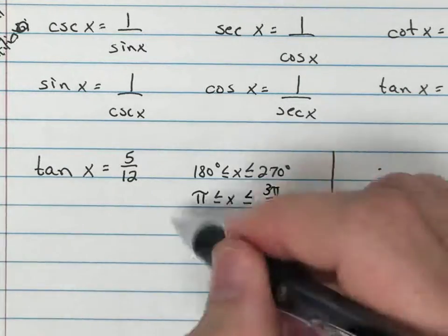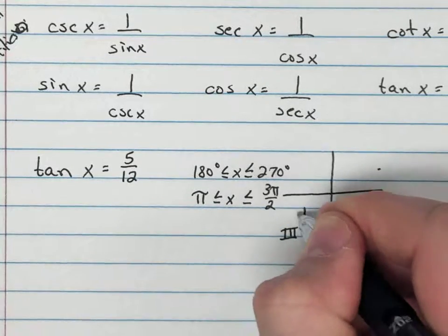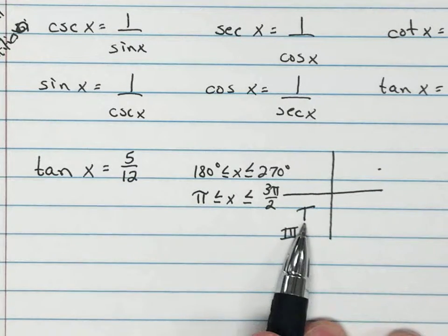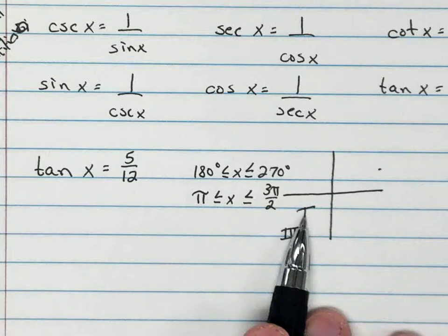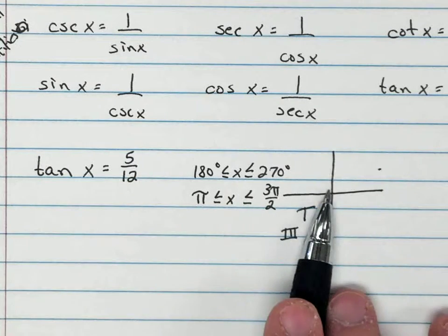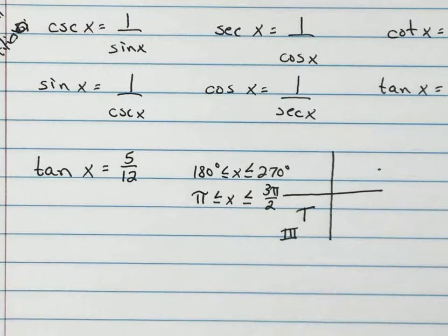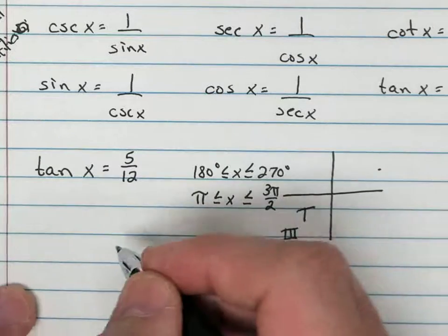So if they tell you this, that means that you're in quadrant 3, where all students take calculus. The only thing that's positive is tangent. That means sine and cosine are both negative. Reminder of why sine and cosine are both negative is because x is negative and y is negative. So therefore, sine and cosine are both negative. So here's what we do.